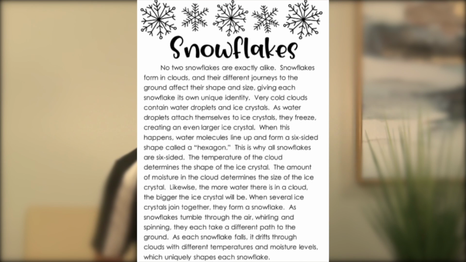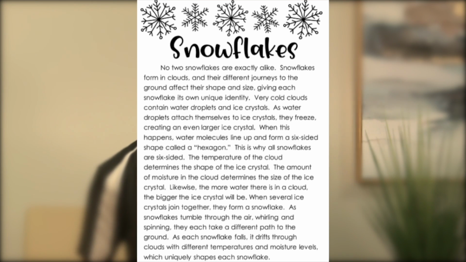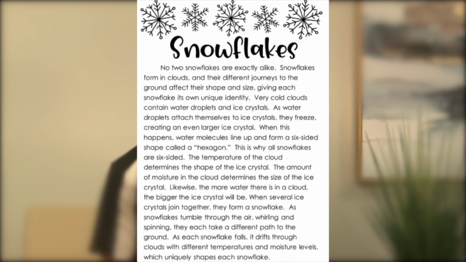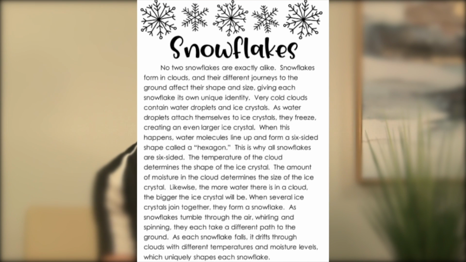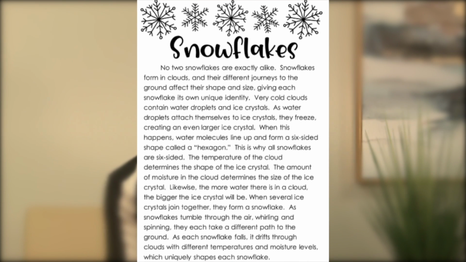For our next example, we're going to look at a quick article that was written by Kim Miller. This article is about snowflakes. Snowflakes. No two snowflakes are exactly alike. Snowflakes form in clouds, and their different journeys to the ground affect their shape and size, giving each snowflake its unique identity. Very cold clouds contain water droplets and ice crystals.